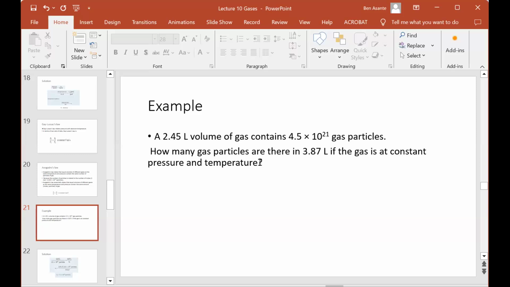Yeah, Pat. Okay, so the fundamental equation is V1 over N1 is equal to V2 over N2. Exactly, you are right. So if you want N2, you just do change of subject. Exactly.